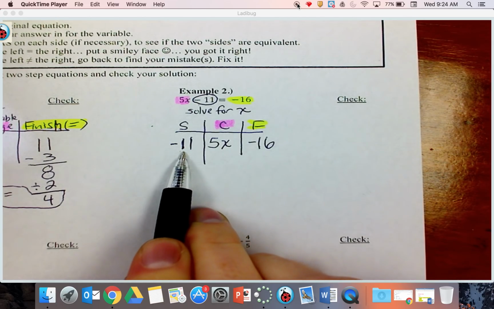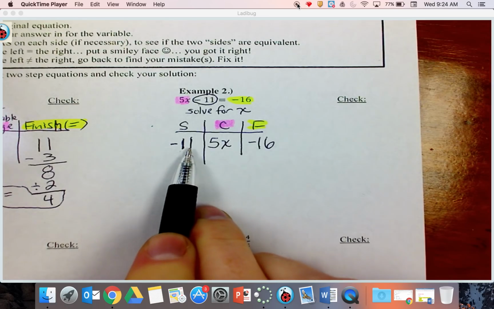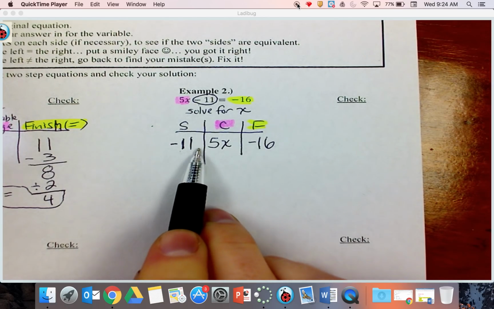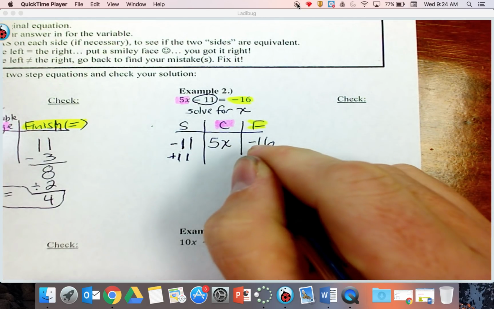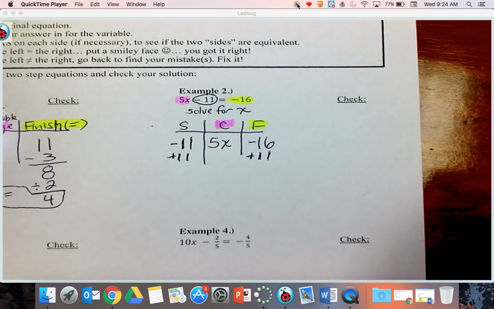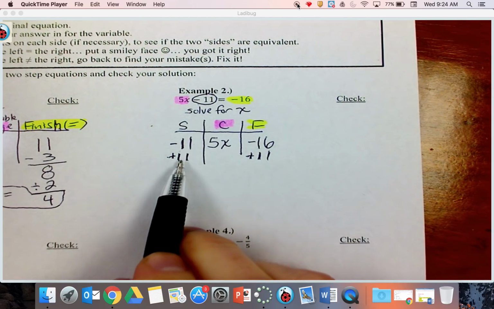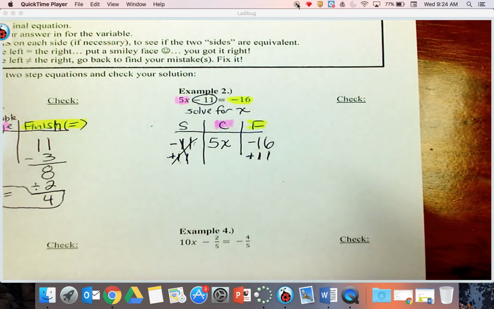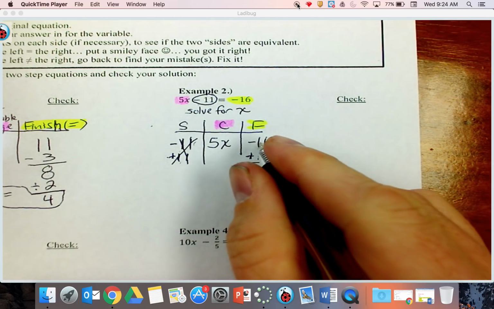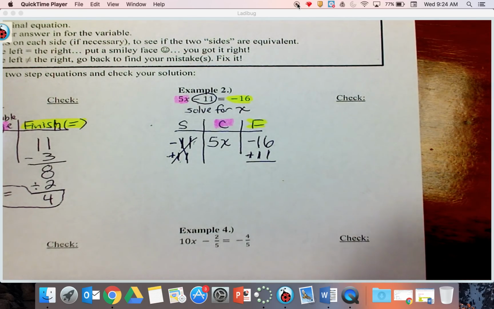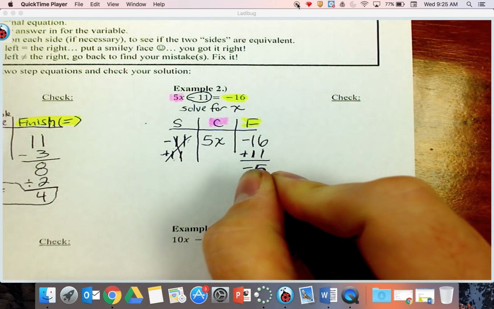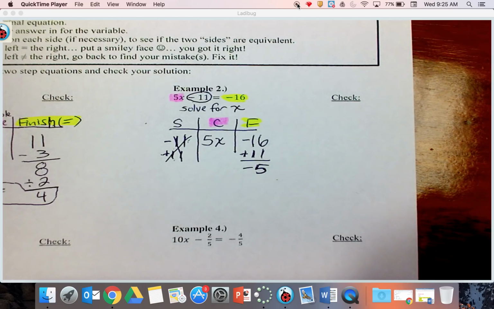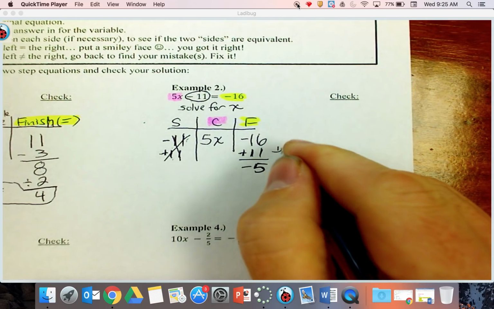So to start this, I have a minus 11. What do I do to get rid of a minus 11 to move it to my finish? I'm going to add it. And then add 11 on both sides. And when I do that, negative 11 plus 11 is 0. Those go away. And all you're left with here is negative 16 plus 11. Put it in your calculator if you need that. Negative 16 plus 11 is negative 5. So I'm done so far. But remember, it takes 2 steps. So I've done 1 step so far. This was my first step.